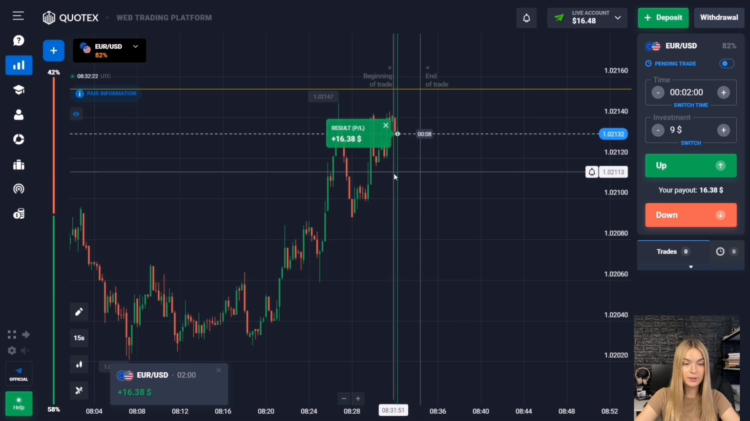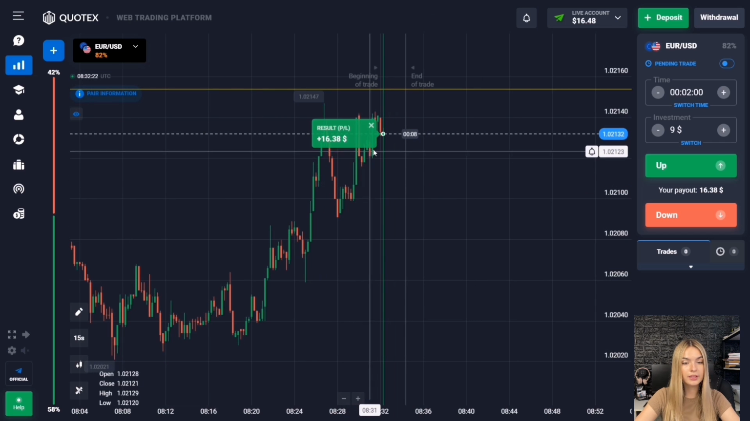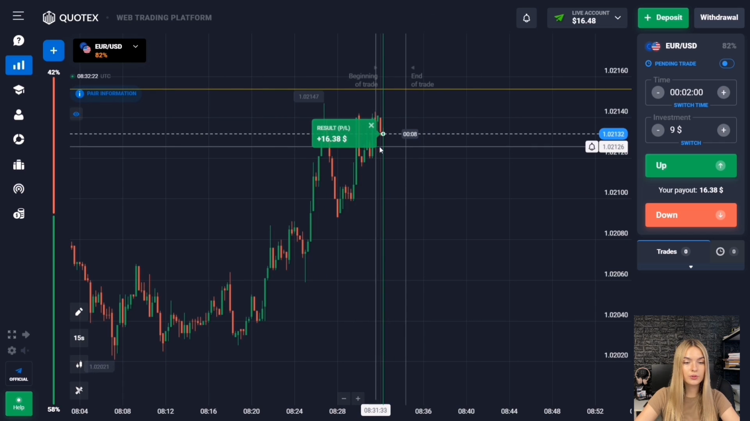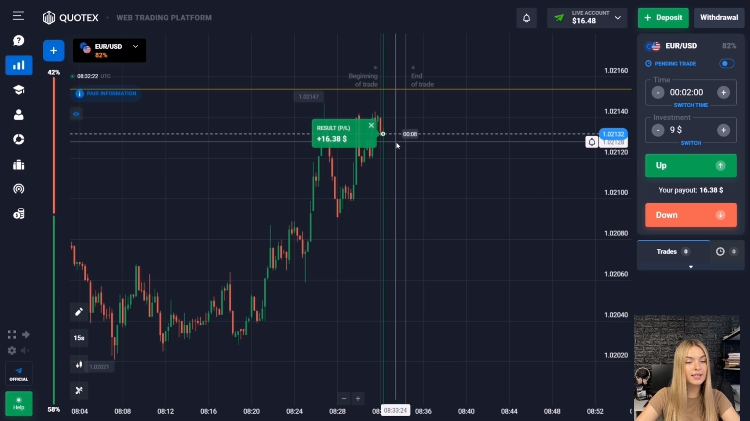Okay guys, it's not bad. The price has really continued its upward movement, and we are making profit here. The price has a really good potential for an increase, and we also see that at the moment the price has not yet reached the resistance level.